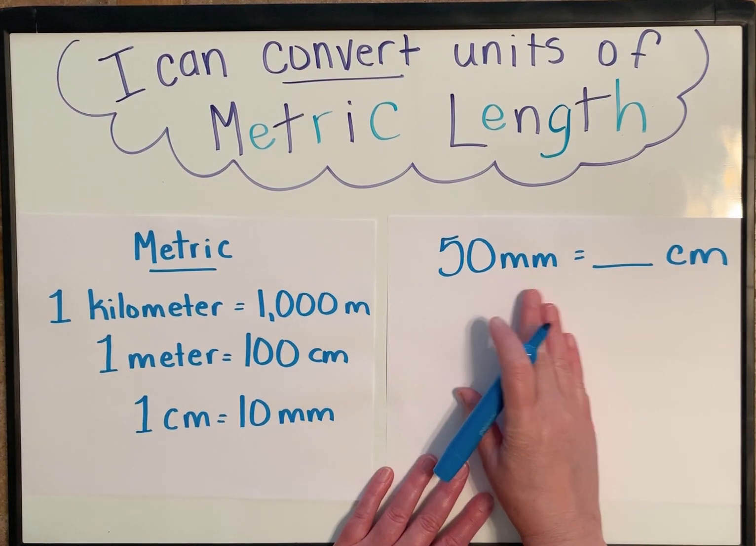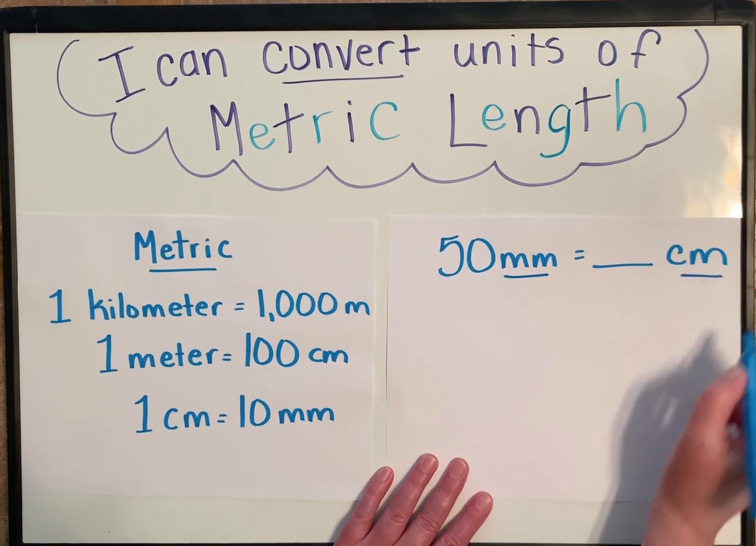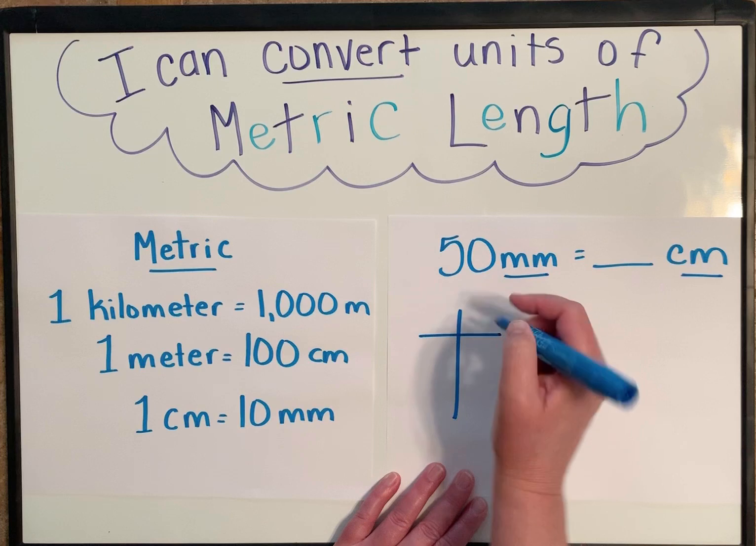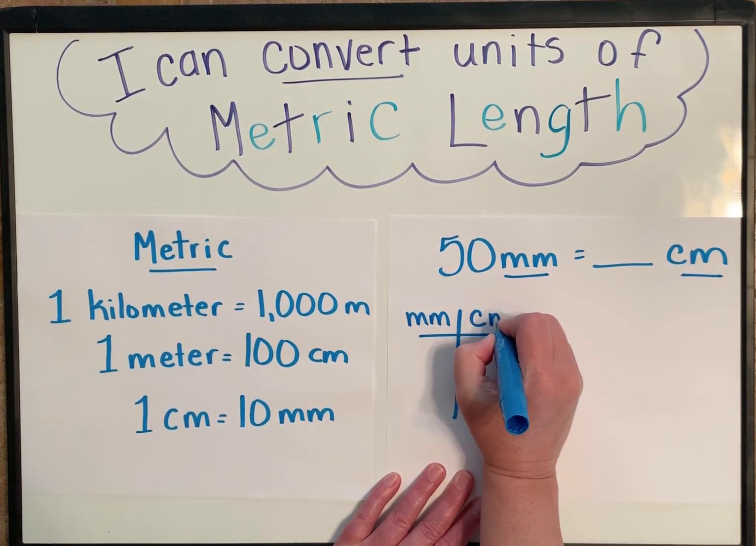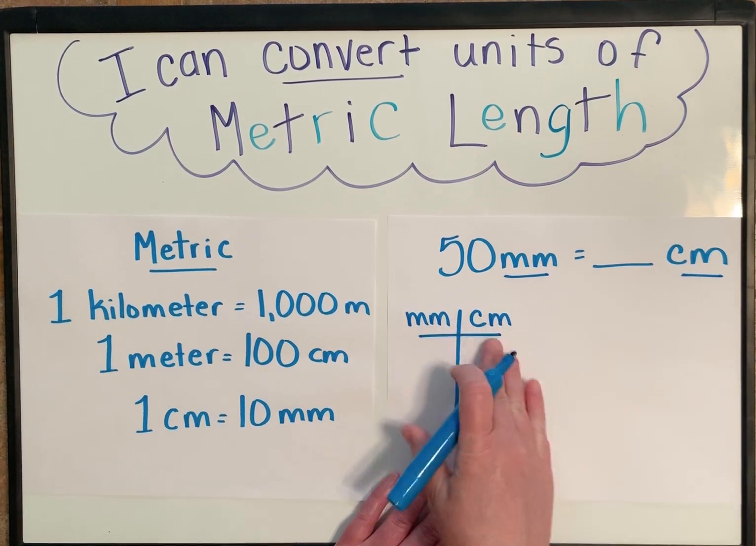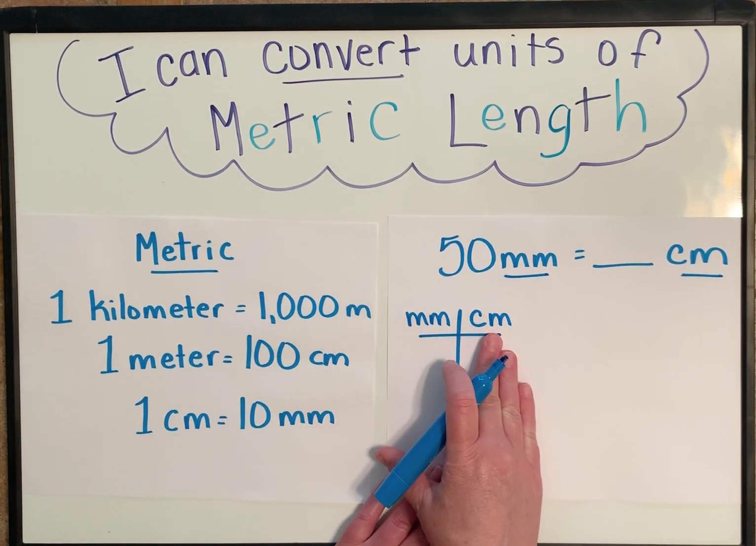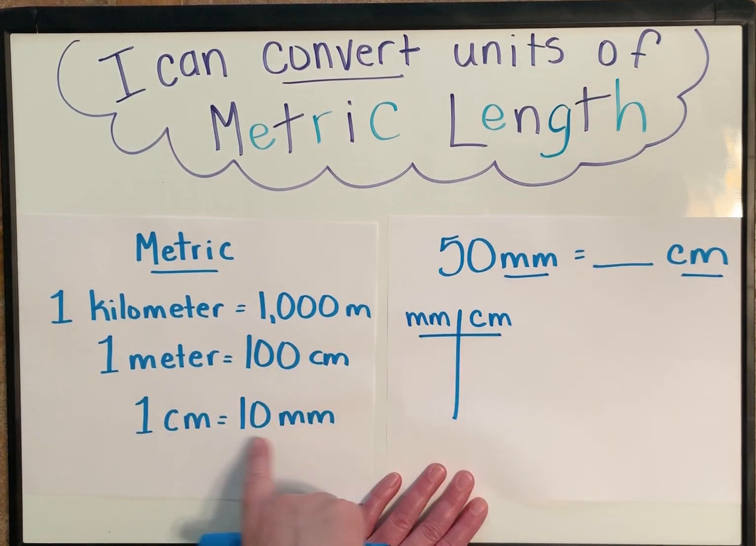So here I've got millimeters and centimeters. I have millimeters. I'm trying to get to centimeters. Make a T-chart. Label millimeters. Label centimeters. Let's find that initial rule first. So go to your star chart, find millimeters and centimeters, and find where they are together. Here it is right here. Here's our rule. Here's our correlation.